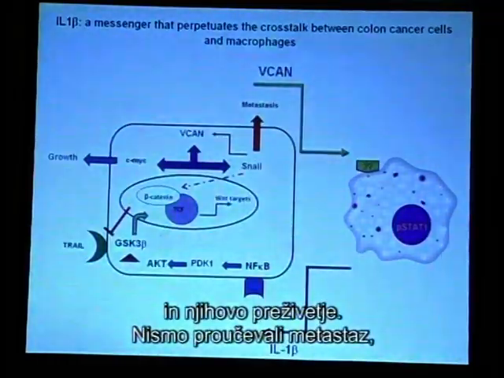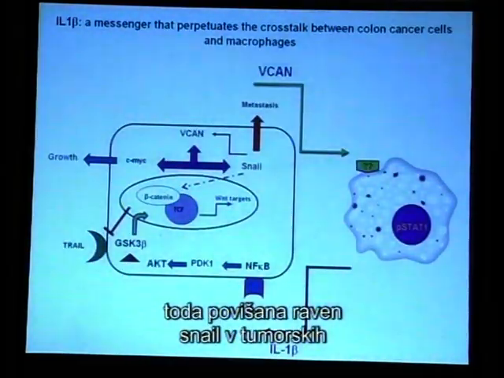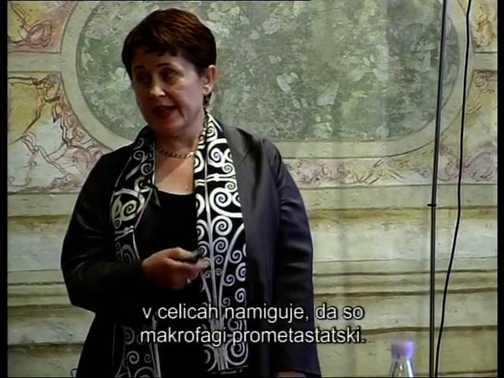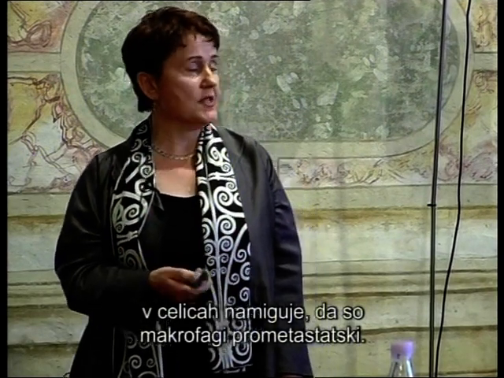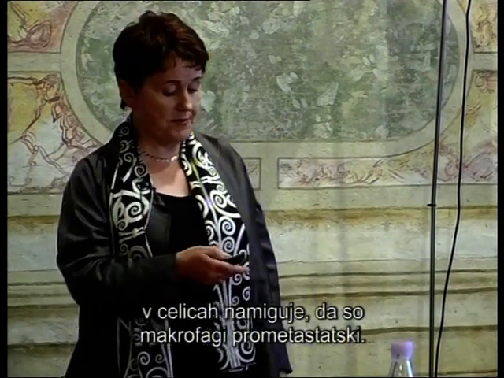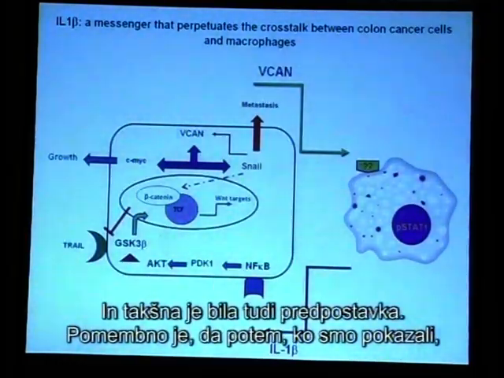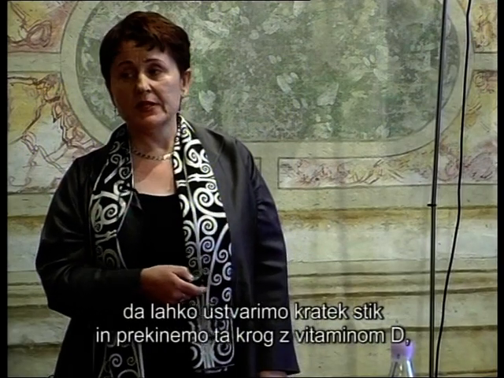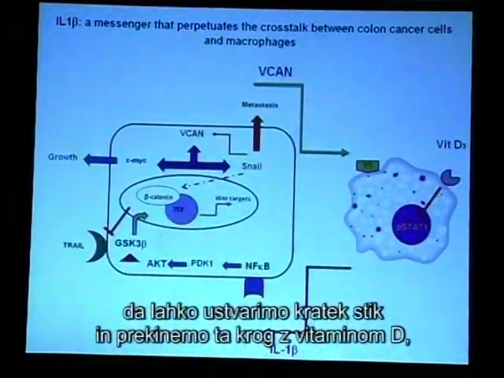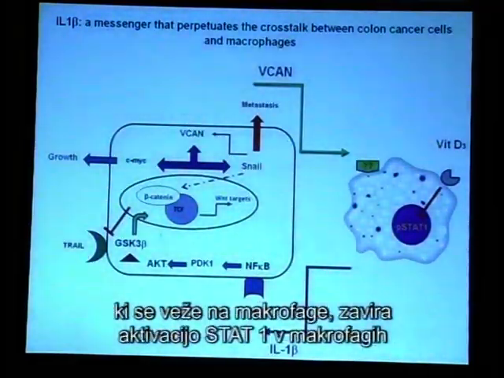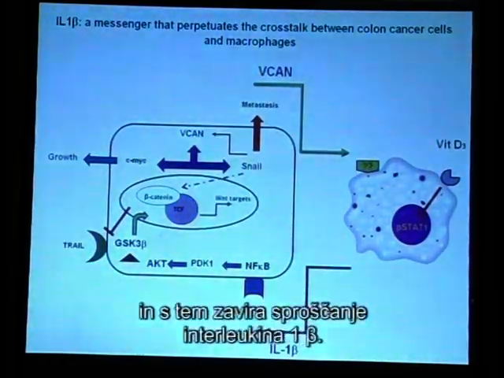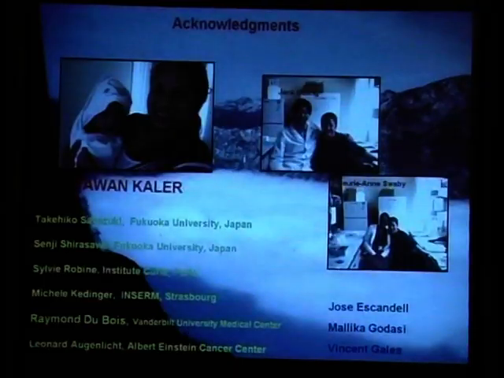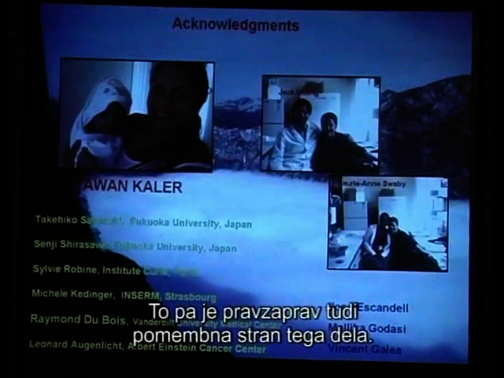We haven't studied metastasis, but the increased level of snail in tumor cells would suggest that macrophages are pro-metastatic, and that has been suggested before. Importantly, we show that we can short-circuit this loop, if you will, that we can interrupt this loop by vitamin D, which binds to macrophages, inhibits activation of STAT1 in macrophages, and therefore inhibits the release of interleukin-1 beta. And this is probably an important slide.